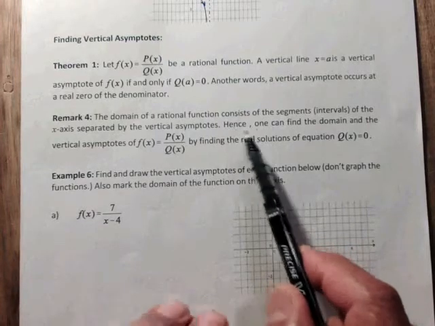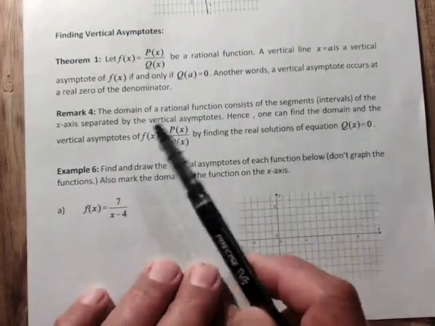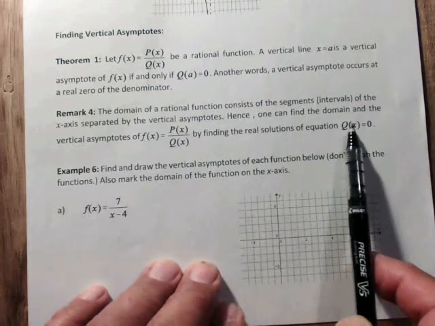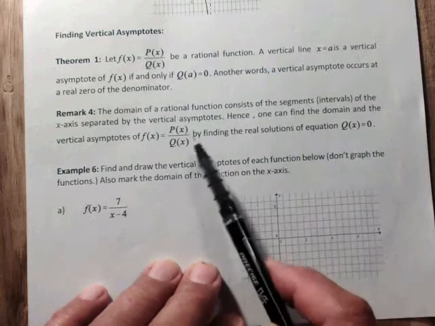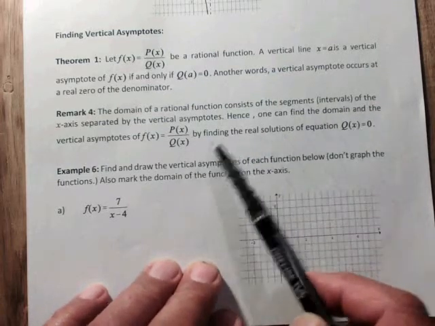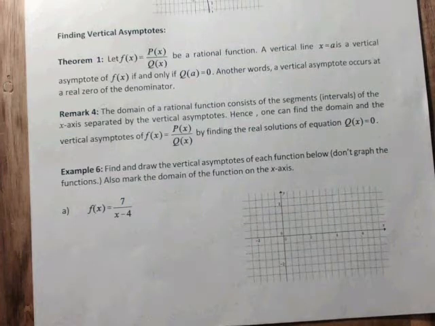So, hence, one can find the domain and the vertical asymptote by putting the denominator equal to 0. So you accomplish two things by putting the denominator equal to 0. You find the domain and you find the vertical asymptote. Okay. So let's look at some examples to actually do this.